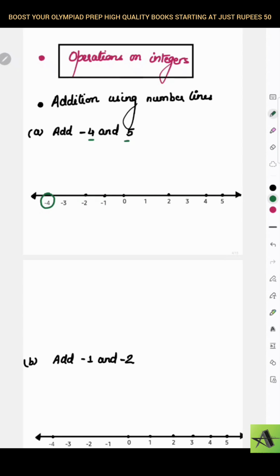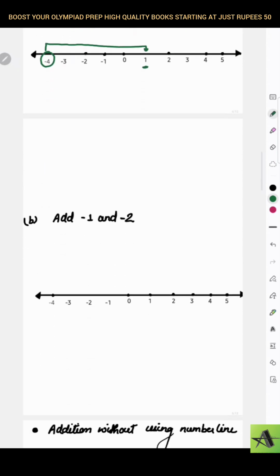It's positive 5, and we know whenever there is a positive number, we have to move towards the right-hand side. I am adding a positive number, which means I want to increase, so obviously I need to move towards the right-hand side. Also, positive numbers are always on the right-hand side, whereas negative numbers are on the left-hand side. That means if we are adding 5, we have to move 5 units towards the right. So 1, 2, 3, 4, 5, and this will give me 1 as the answer.